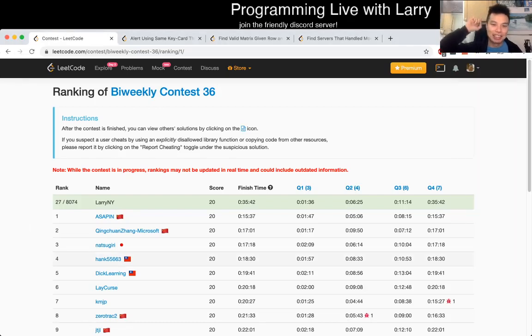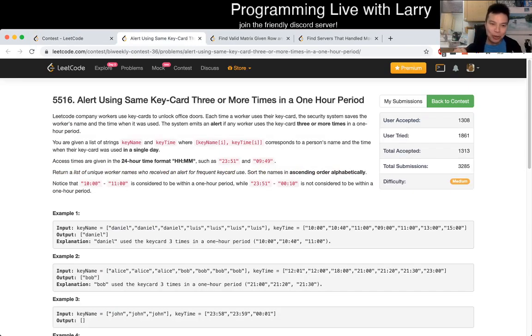This is me going over Q2 of today's bi-weekly contest 36. This is a long file name. Alert using same key card 3 or more times in a 1 hour period.